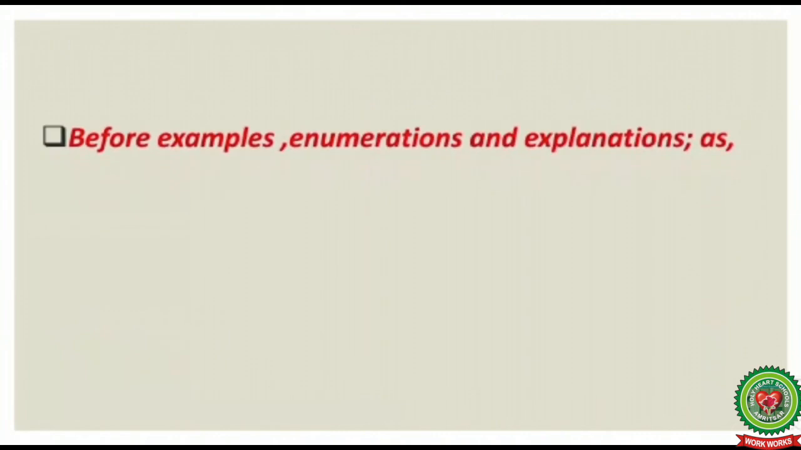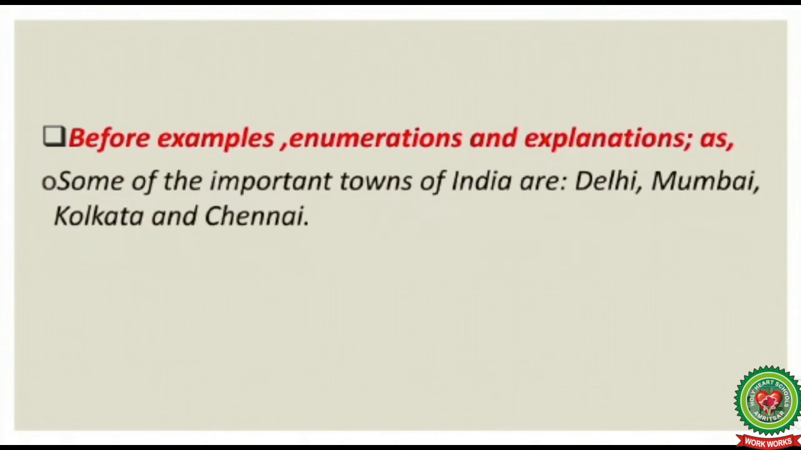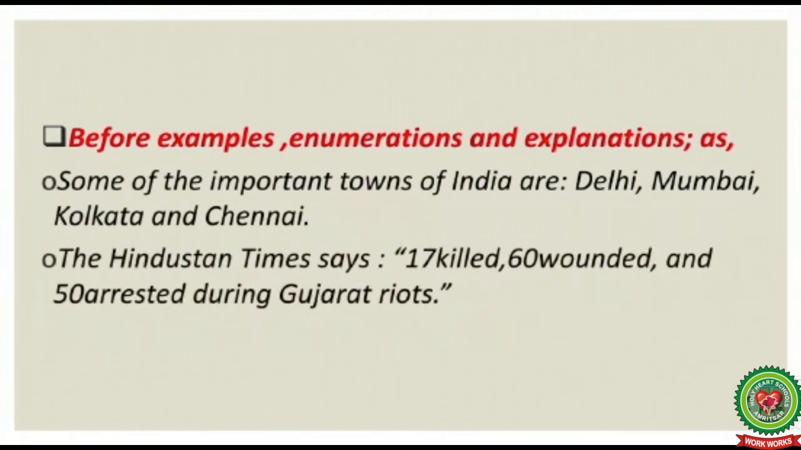Before examples, enumerations, and explanations, as: some of the important towns of India are: Delhi, Mumbai, Kolkata, and Chennai. Here we are talking about the important towns of India. So we have used a colon before beginning with the names of the towns. The Hindustan Times says: 17 killed, 60 wounded, and 50 arrested during Gujarat riots. So we have used a colon before the enumerations.